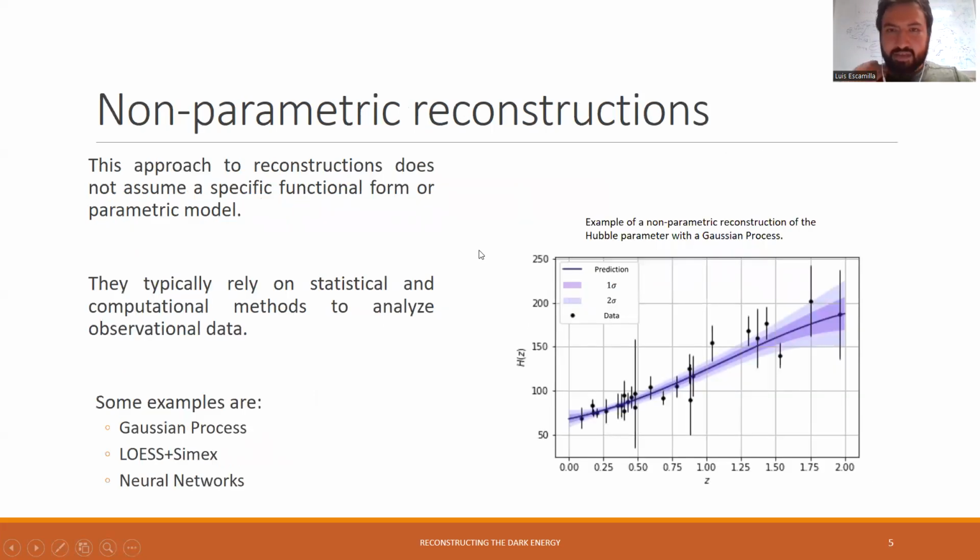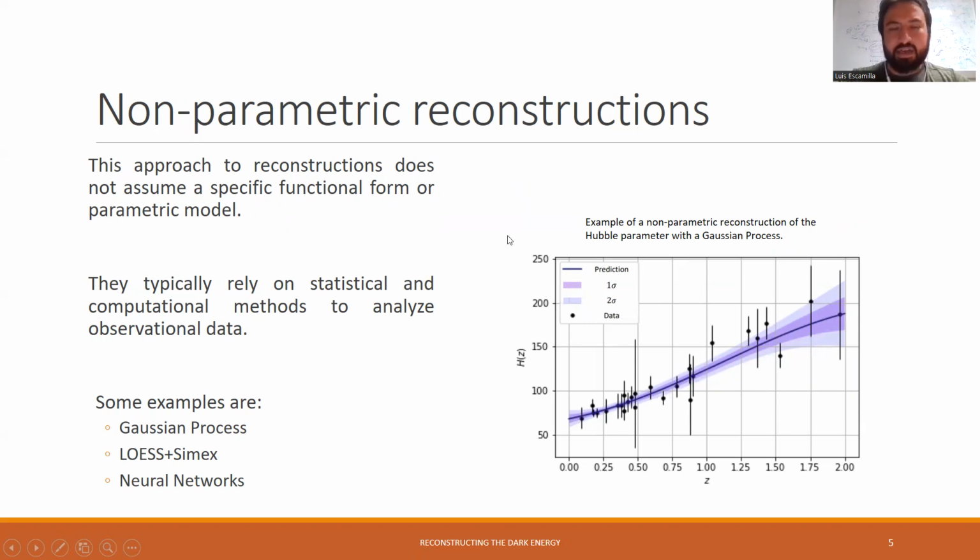Then we have the other side of the coin, which are the non-parametric reconstructions. These reconstructions do not assume a specific functional form or a parametric model. They typically rely on statistical, computational, or numerical tools to analyze data and see how the data prefers a quantity to behave. For example, here we have a Gaussian process, which is a popular reconstruction. Here it is being used with cosmic chronometers data to reconstruct the Hubble parameter and see how it compares with ΛCDM.